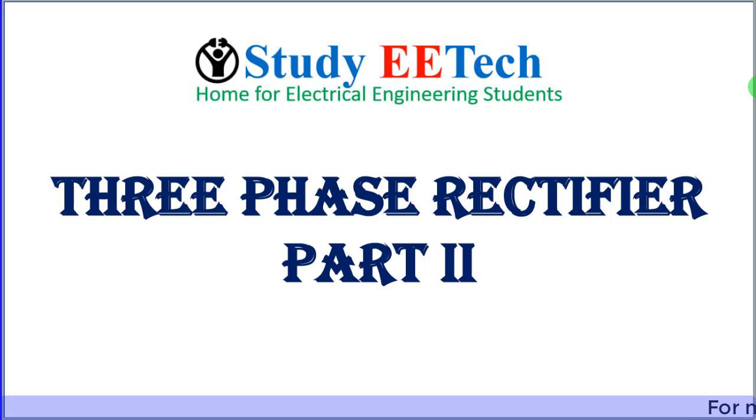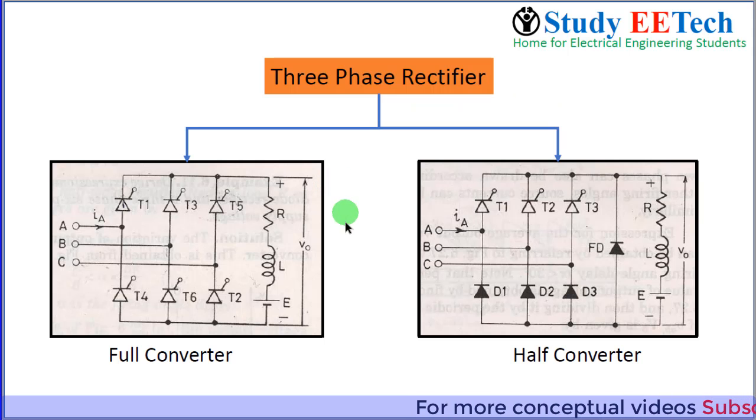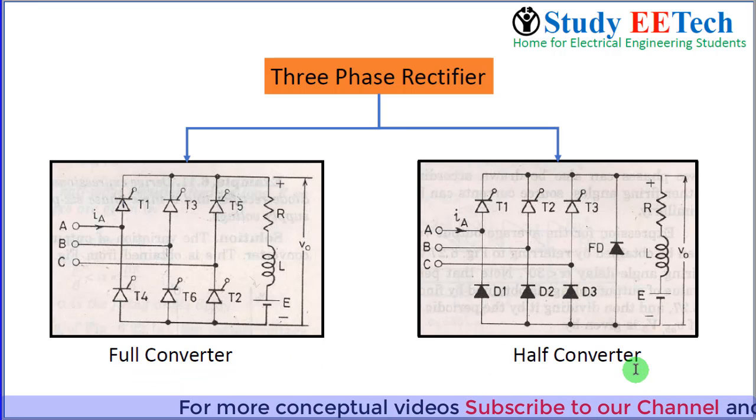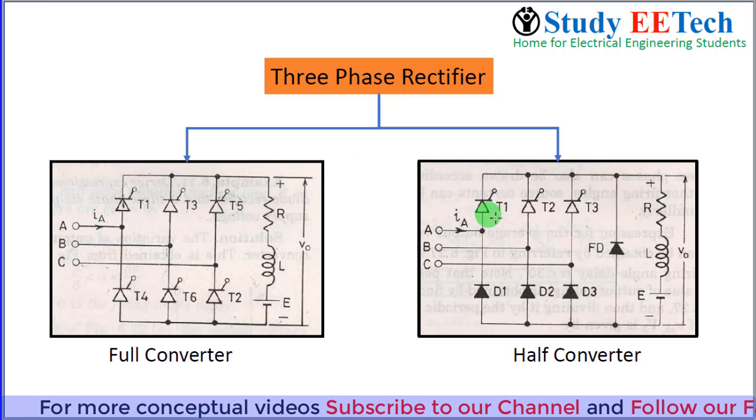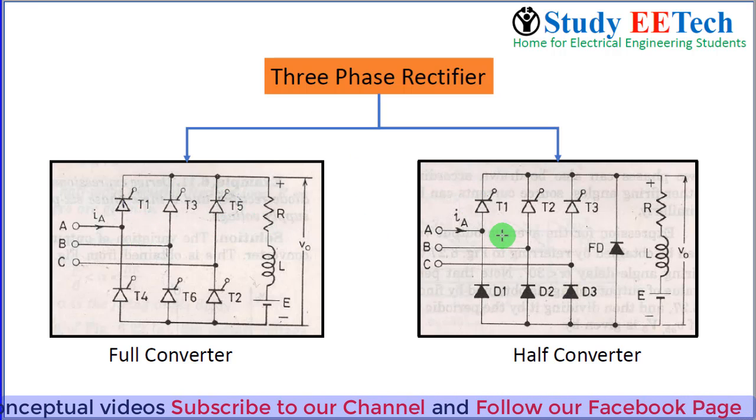In the previous video, we have seen three-phase rectifier using diode. Here in part 2, we will take three-phase rectifier using thyristor. Three-phase rectifiers are of two types. One is called the full converter and another is called the half converter. The difference between these two is clearly visible from the diagram.